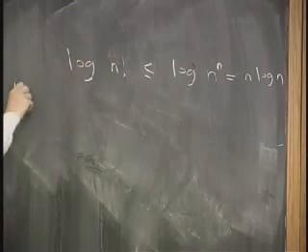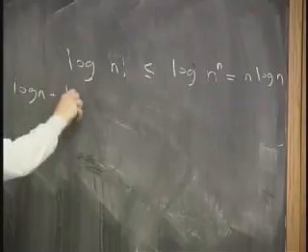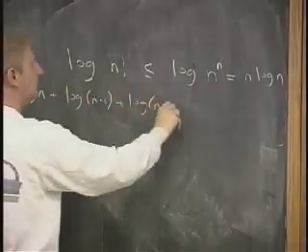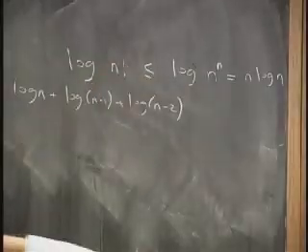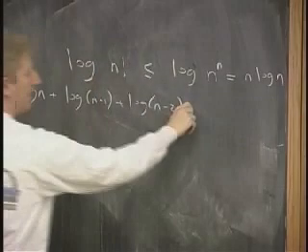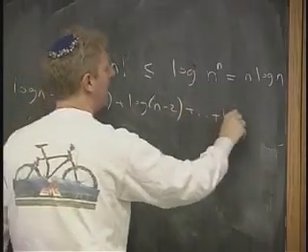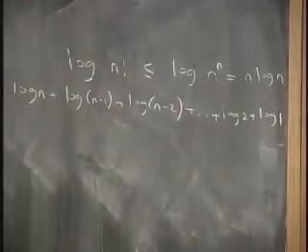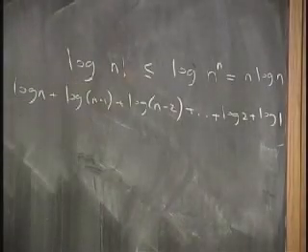Log n plus log n minus 1, and so on. Right? These are all multiplied, so if you run the log through it, you add all the log values together. Plus log of 2 plus log of 1. All right, there it is. That's log n factorial.